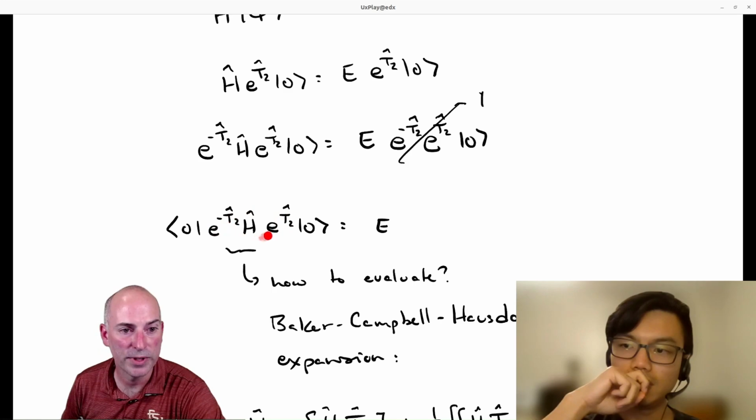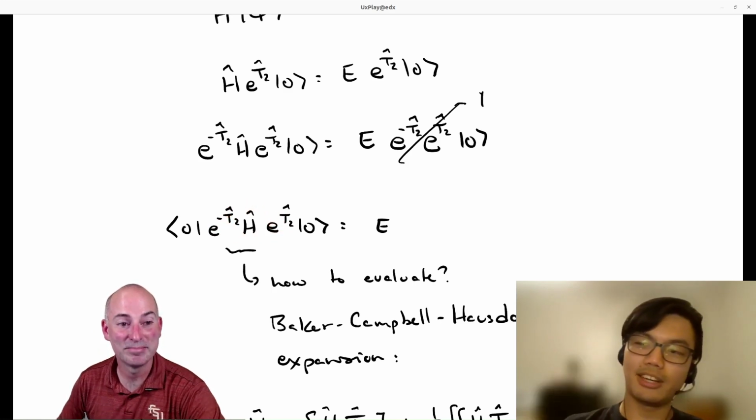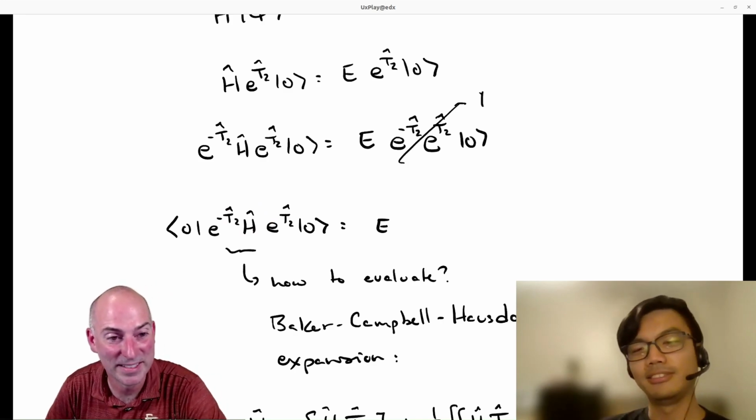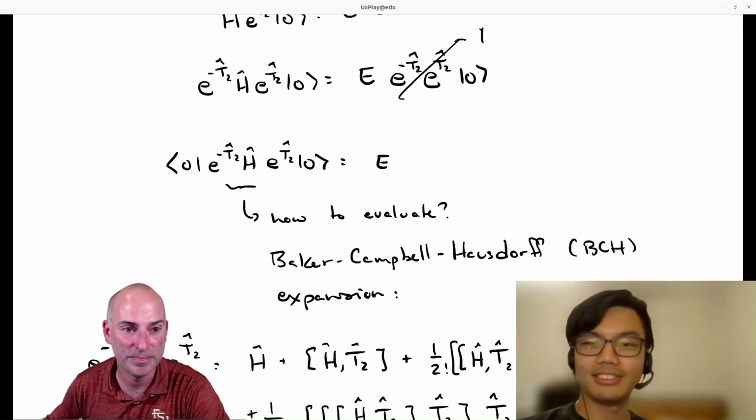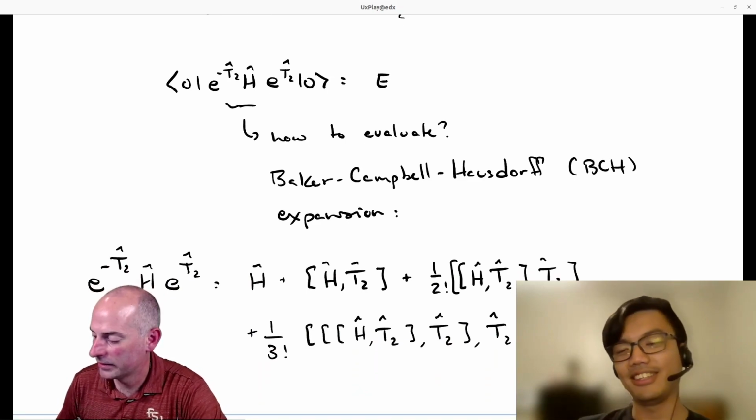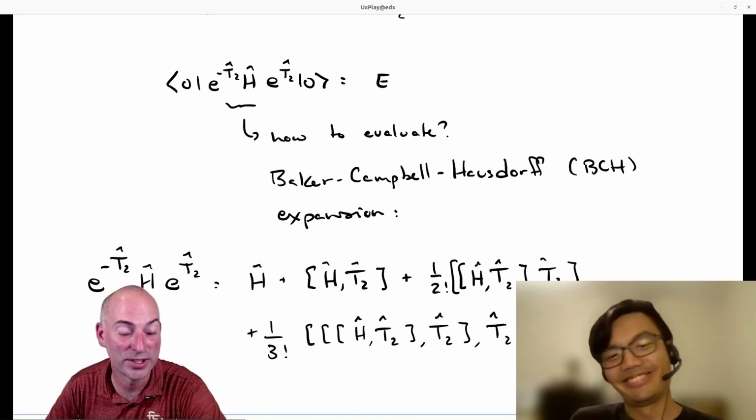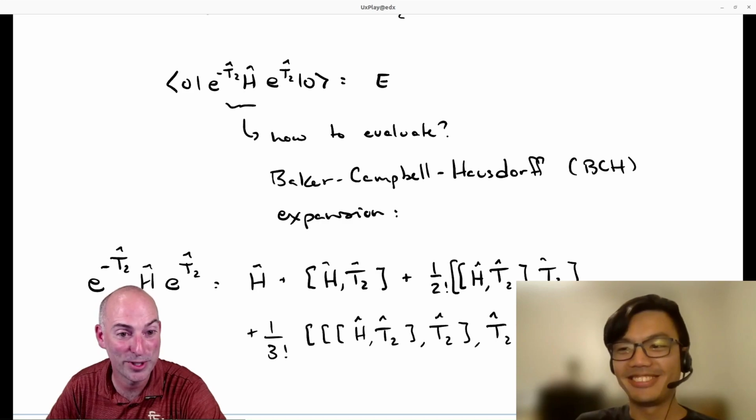What's the special name for this Hamiltonian, Stephen? It's the similarity transform Hamiltonian. It's a central quantity in coupled cluster theory. Indeed. And it is not Hermitian. It is not Hermitian, which is very weird because your Hamiltonian should be Hermitian.